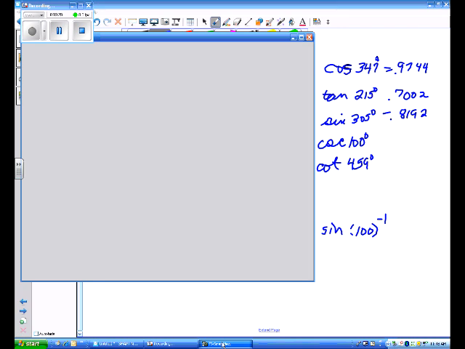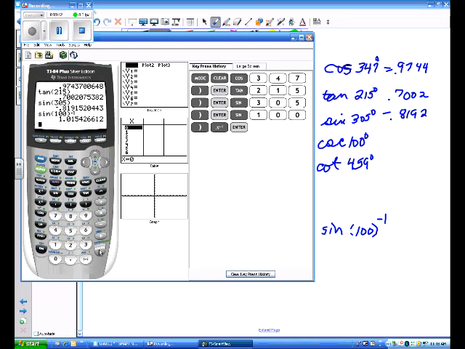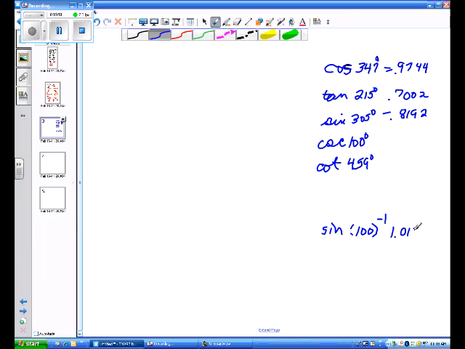So if we go to our calculator then, we're going to do the sine of 100. We'll close the parenthesis, then we will say reciprocal. And so we get 1.0154. It was in the 2nd quadrant, so it was supposed to be positive. Should put that up here.